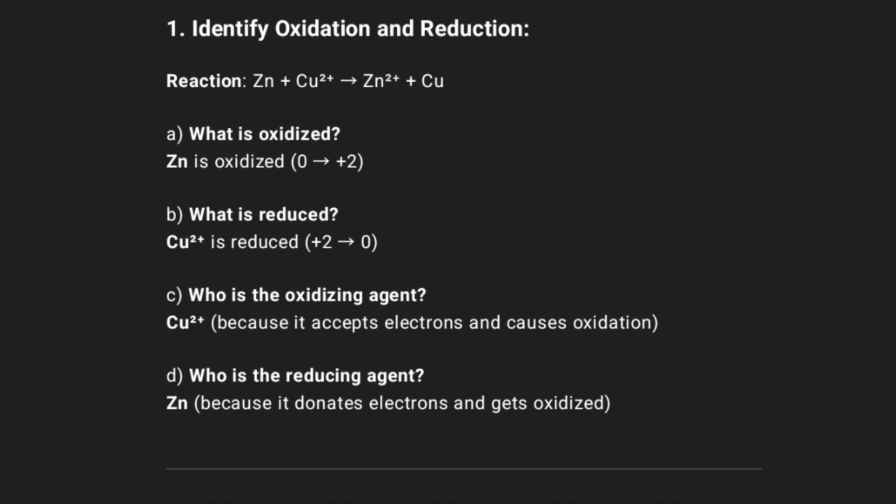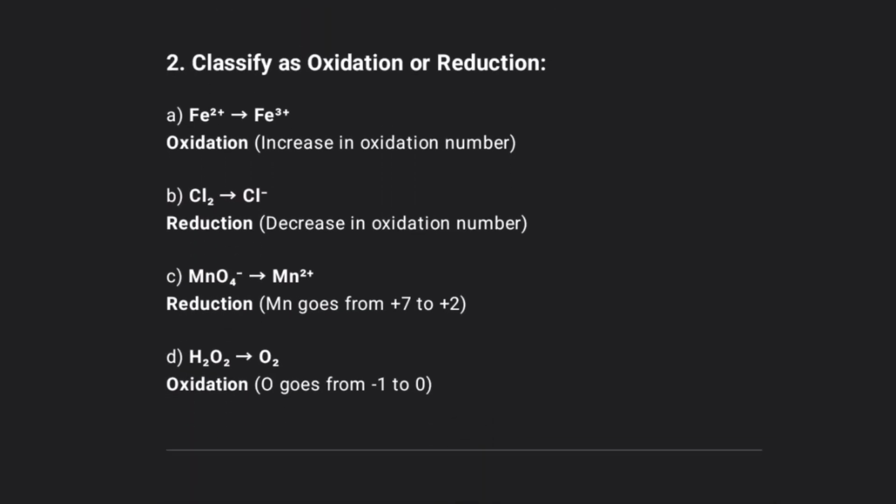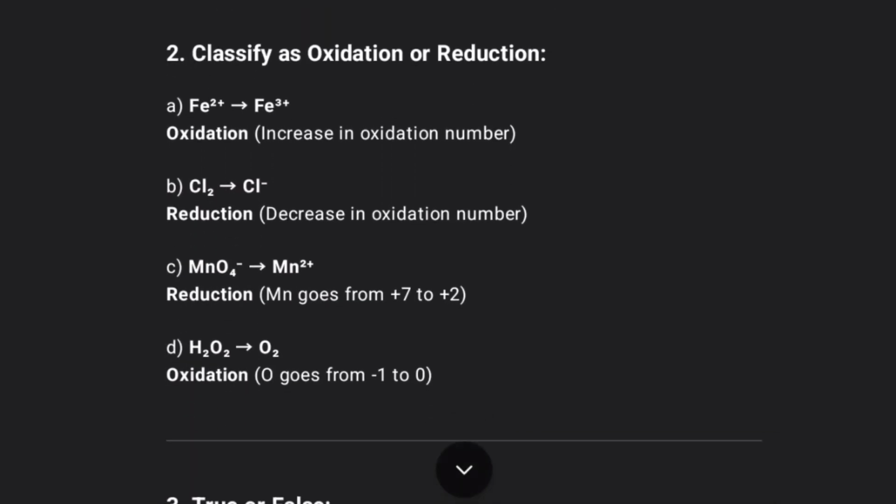2. Classify as oxidation or reduction. A. Oxidation, increase in oxidation number. B. Cl2 to Cl⁻, reduction, decrease in oxidation number. C. MnO4⁻ to Mn²⁺, reduction. Mn goes from +7 to +2. D. H2O2 to O2, oxidation. O goes from -1 to 0.